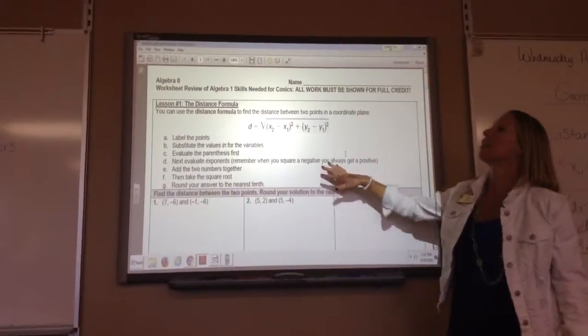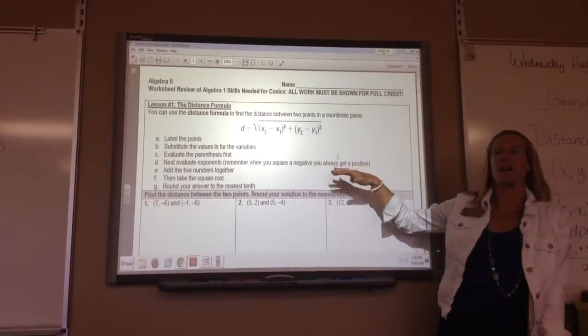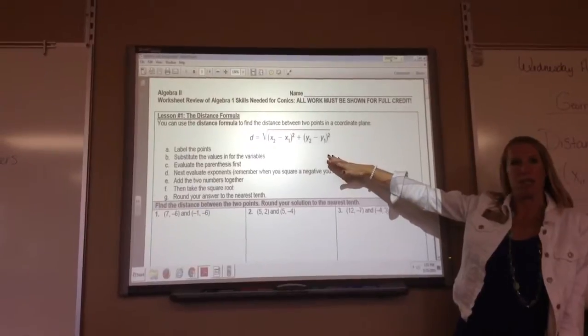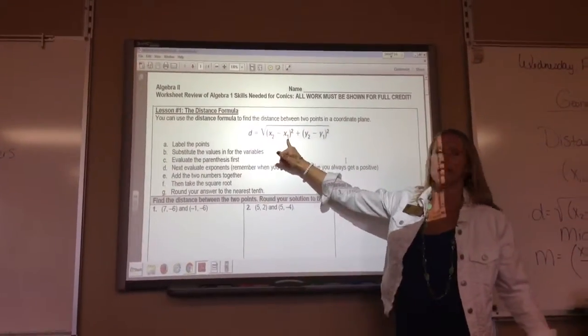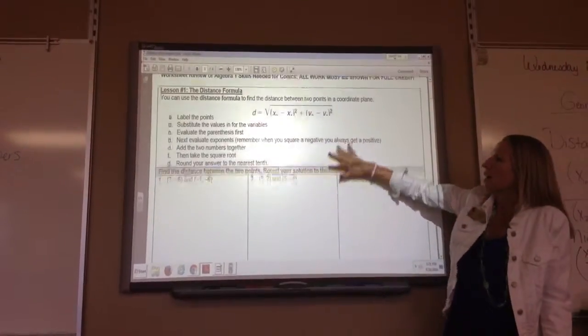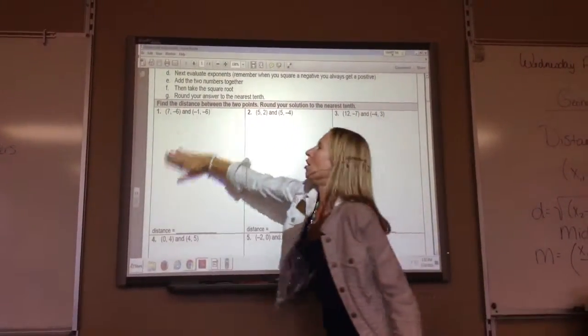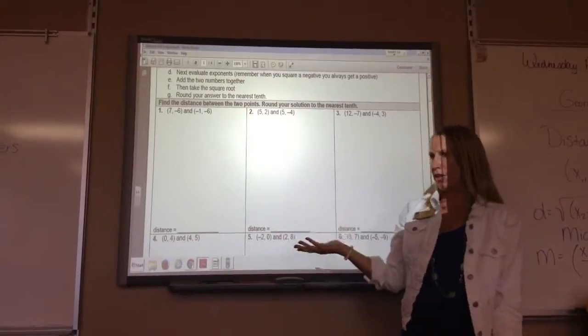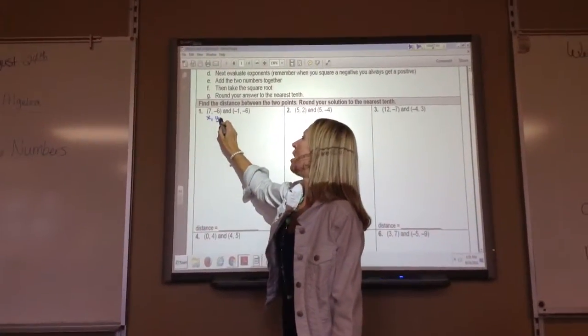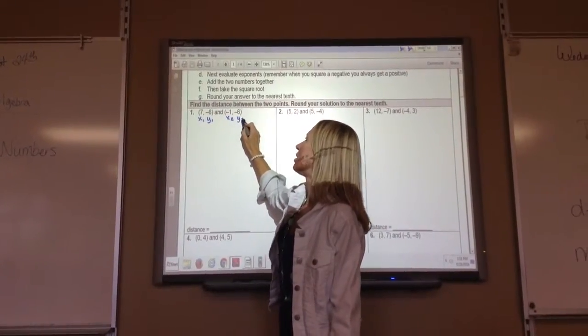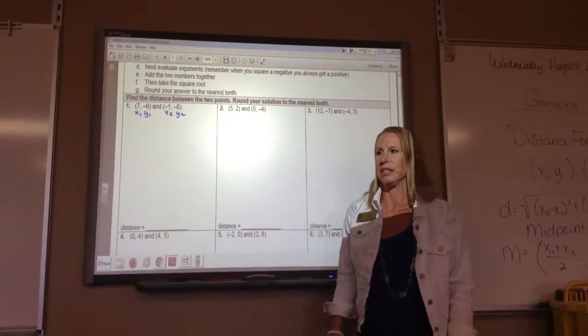Okay, the first part of your assignment is review of the distance formula. So this is exactly what we did yesterday. Distance formula: you subtract the x's and square it, plus subtract the y's, square it. So you do not have to show all of your work. I'll let you type it in the calculator like you did yesterday. So let's label our points x1, y1, x2, y2, and practice finding the distance.